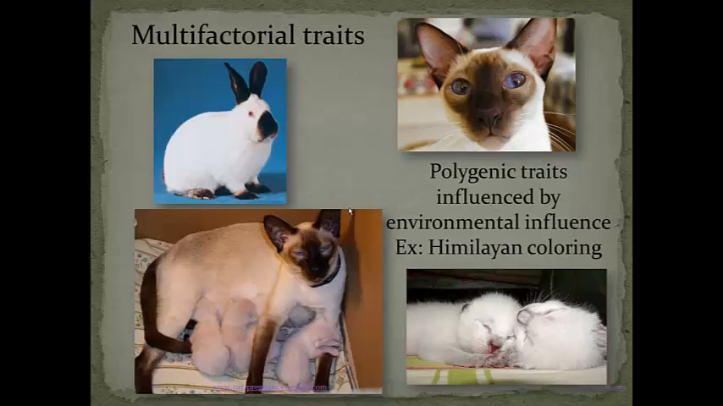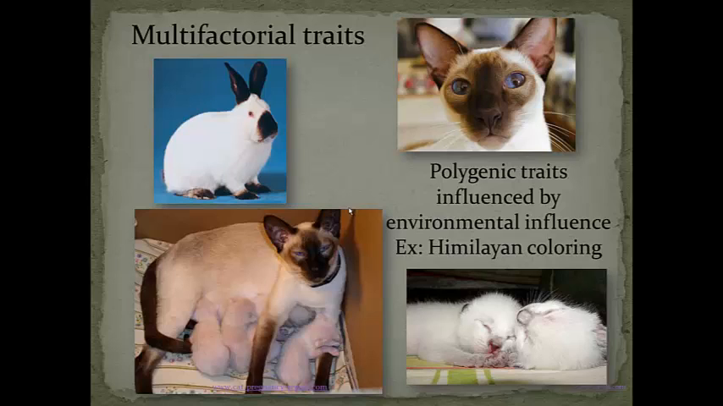So I said that polygenic traits can be influenced by environment. This is an example. It's Himalayan coloring. Those animals like Himalayan bunnies and Siamese cats that have the pale body and the dark extremities, these animals are actually coded for dark hair all over their bodies. But the enzyme that codes for dark hair is only active below 32 degrees Celsius. So in other words, the dark parts of their bodies are the cold parts of their bodies.